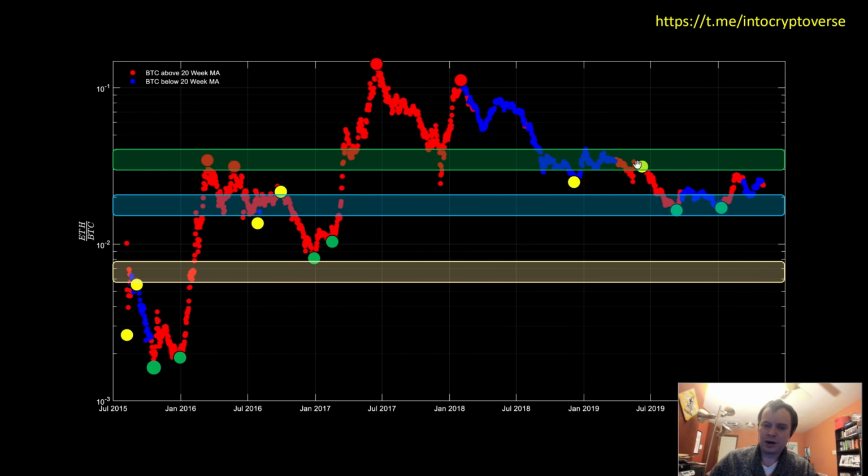So this was a time when Bitcoin got above the 20-week moving average, but Ethereum actually lost value with respect to Bitcoin, and this was during that rally in 2019 where Bitcoin went from around $4,100 to around $14,000 in the matter of a few months.